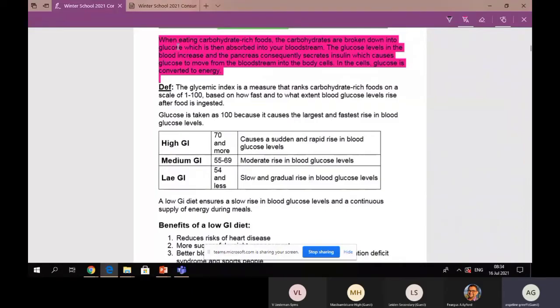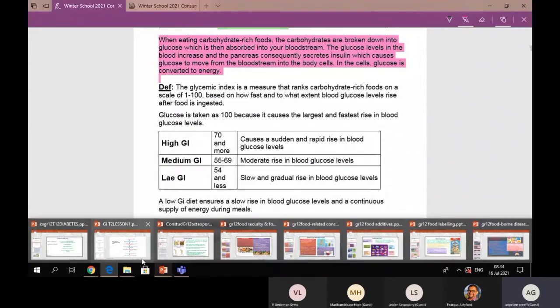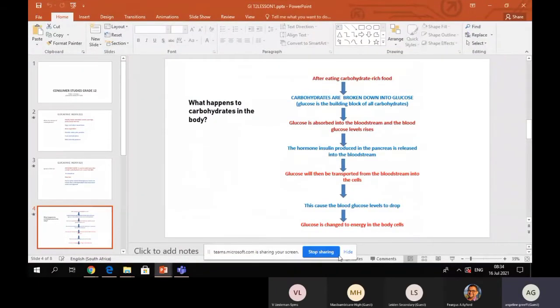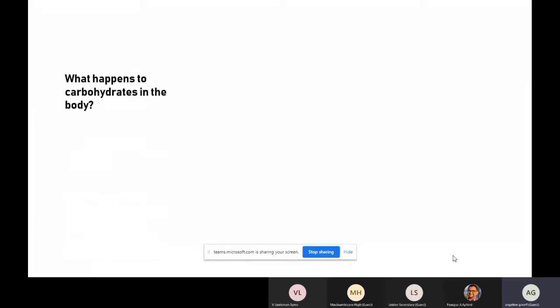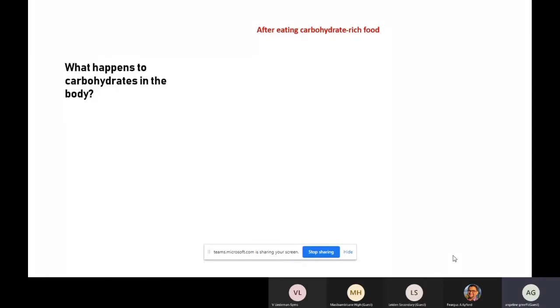So this is what I want to have a look at, because I want you to understand quickly, first of all, what happens to the carbohydrates when we eat it. So let's quickly have a look. This is what I was talking about now. So I want to look at it bit by bit. Okay, so the paragraph that I've just highlighted is basically just set out to make it a bit easier to understand.